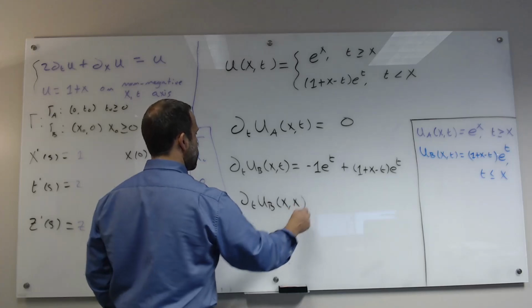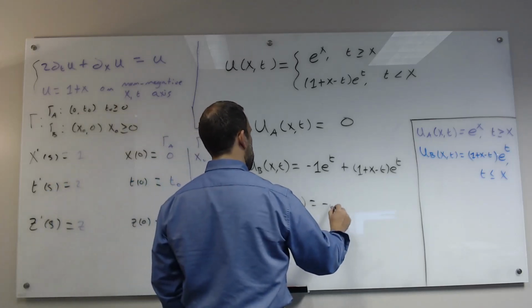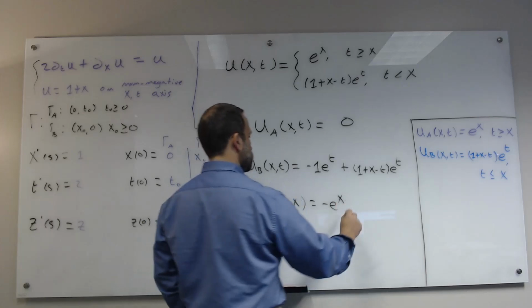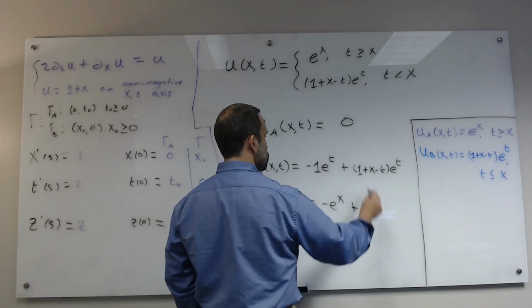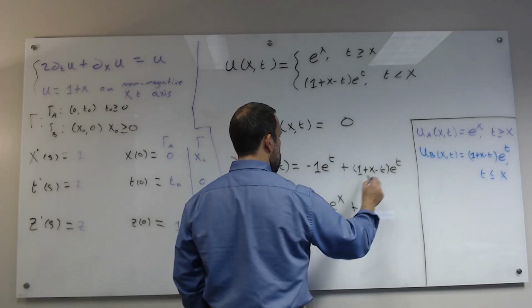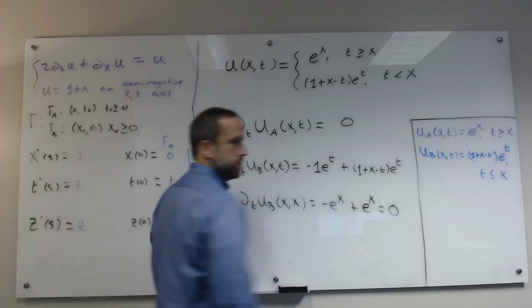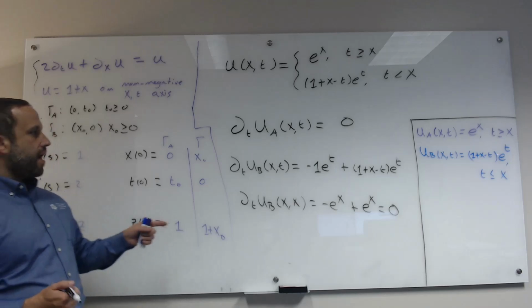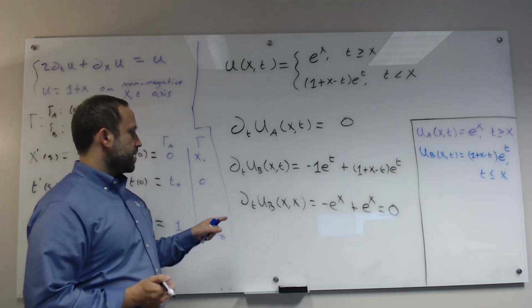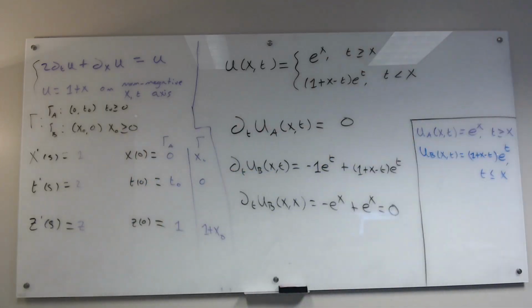And now if we plug in t equals x, what are we going to get? This is going to be equal to minus e to the x plus, okay, x minus x is equal to 0, so it's just plus 1 times e to the t, or 1 times e to the x, and the sum is equal to 0. And now we see that, yes, in fact, the t derivatives are also going to be continuous across this line t equals x as well.